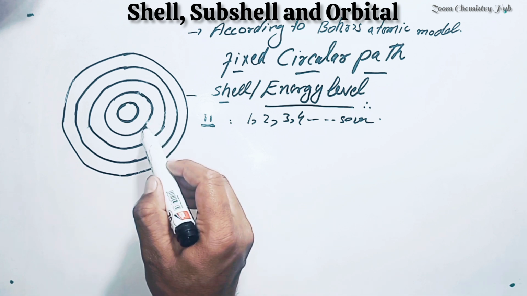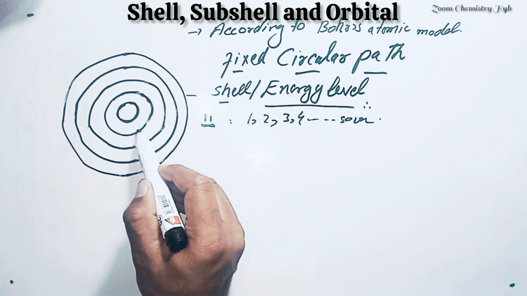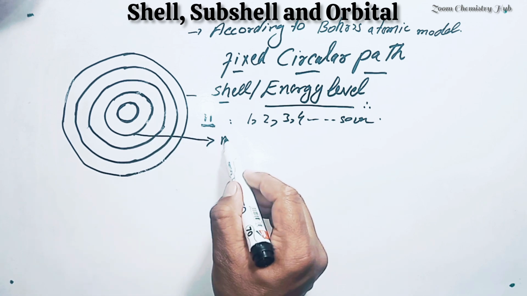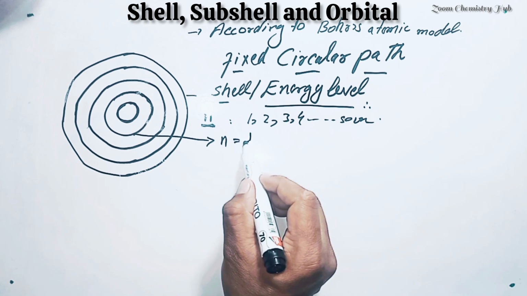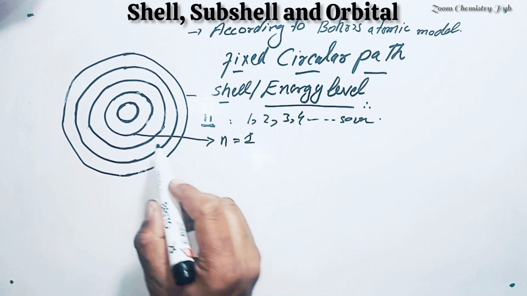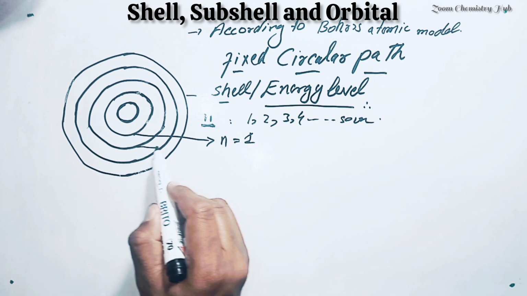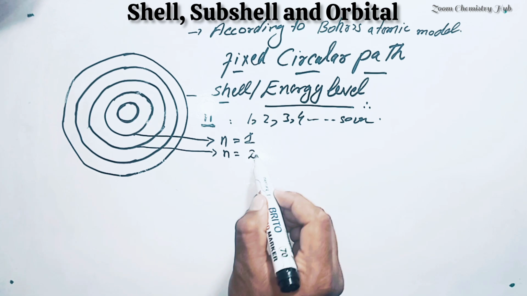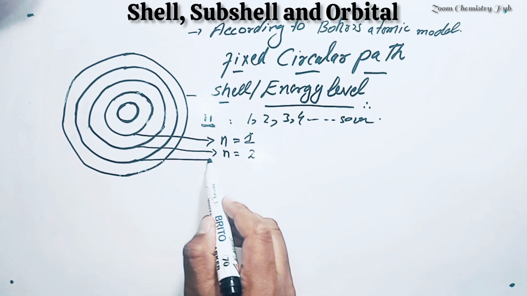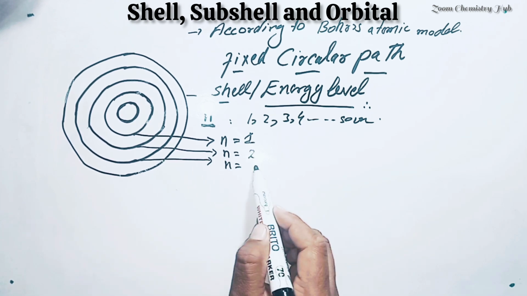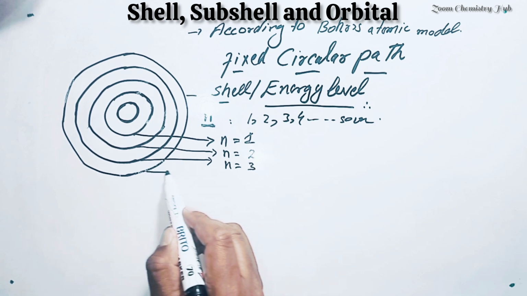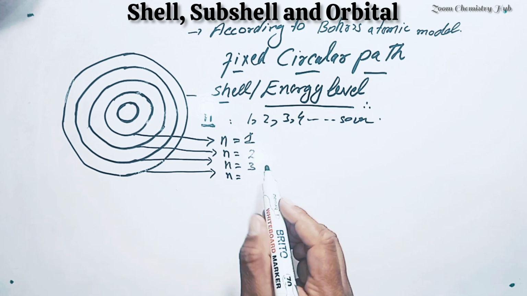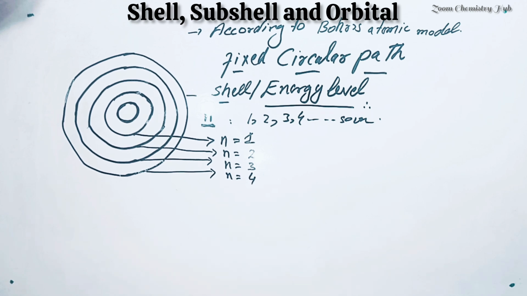Here the n value is 1. Similarly, this shell has n value 2. Similarly, this shell has n value 3. And similarly, as we move away from the nucleus, the n value increases. Here the n value is 4.